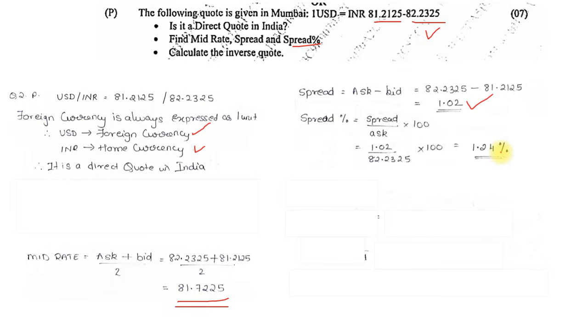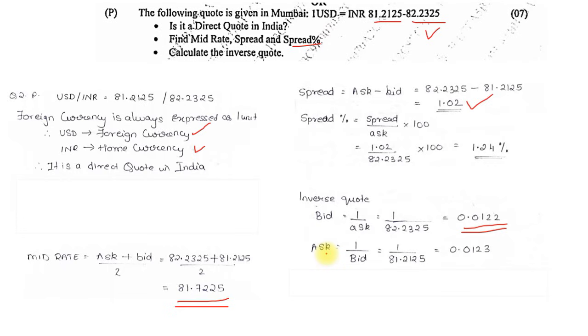Last is find inverse quote. The formulas for inverse quote are very simple. Under inverse quote, first the bid rate. Inverse of bid will become 1 upon ask. So that will become 1 upon 82.2325, which comes to 0.0122. And inverse of ask will become 1 upon bid. So that will become 1 upon 81.2125, which comes to 0.0123. So USD to INR was given, so the inverse will become INR to USD, 0.0122 to 0.0123. This is how you all had to solve the very first question, question number 2P.